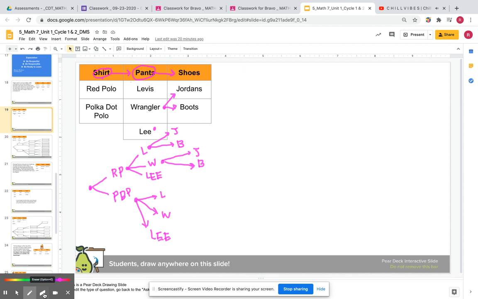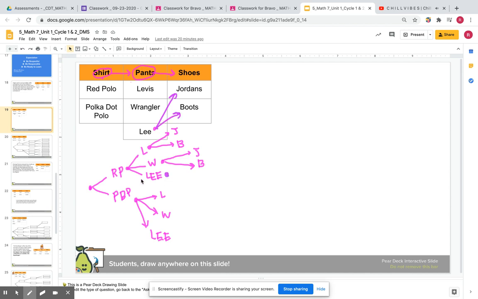So once we're done with the Wrangler, we're going to move over to the Lee pants. How many combinations can you make with the Lee pants with the shoes? Actually, how many shoes can be combined with the Lee pants? That's a better form of stating that question. And I hope you're able to recognize that you can combine it with Jordans and with boots.